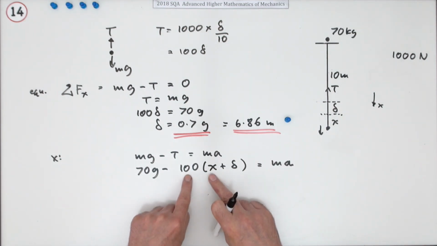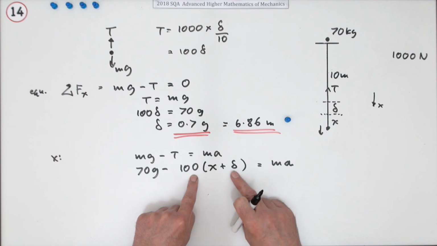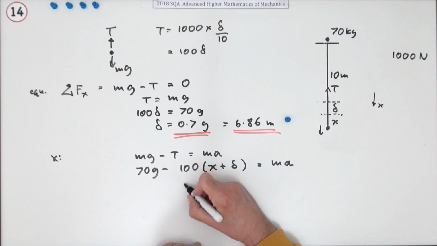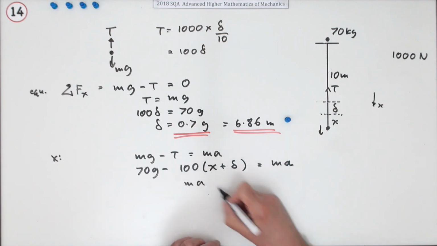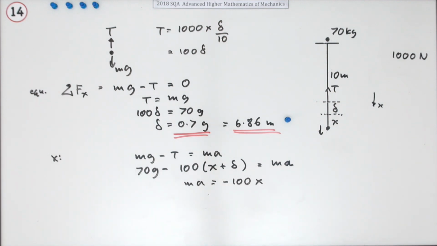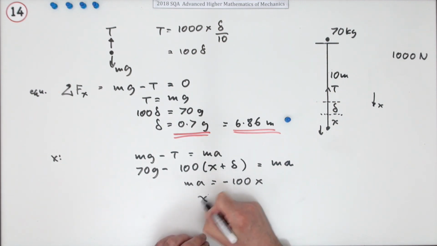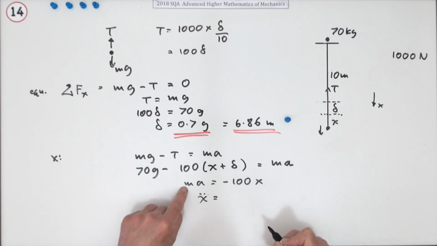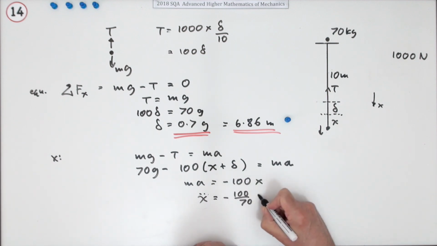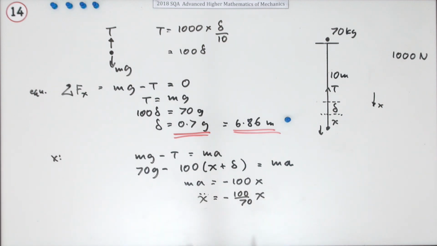Now in this, if you were to multiply the brackets, that 100 delta was just the 70g, so it knocks out that term, so you're just left with this. I should have put that m as a 70. ma equals negative 100x. Or in particular, if you rewrite that as x double dot, remember that m is the 70, it's negative 100 upon 70 x, which is simple harmonic motion. The acceleration is proportional to the displacement and directed towards the centre of equilibrium.